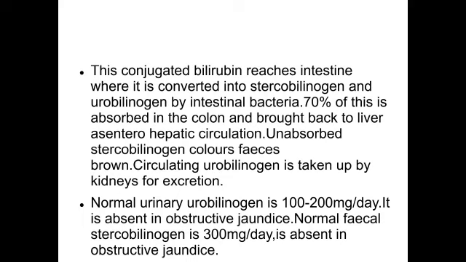This conjugated bilirubin reaches the intestine, where it is converted into stercobilinogen and urobilinogen by intestinal bacteria. 70% of this is absorbed in the colon and brought back to the liver as enterohepatic circulation. Unabsorbed stercobilinogen colors stools brown. Circulating urobilinogen is taken up by the kidneys for excretion. Normal urinary urobilinogen is 100 to 200 milligram per day. It is absent in obstructive jaundice. Normal fecal stercobilinogen is 300 milligram per day. It is absent in obstructive jaundice.